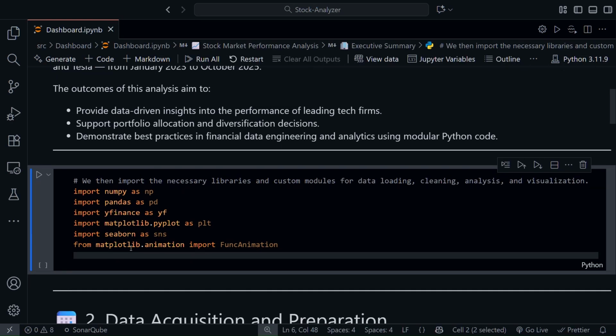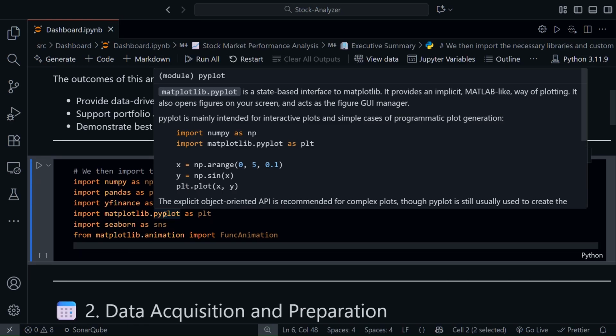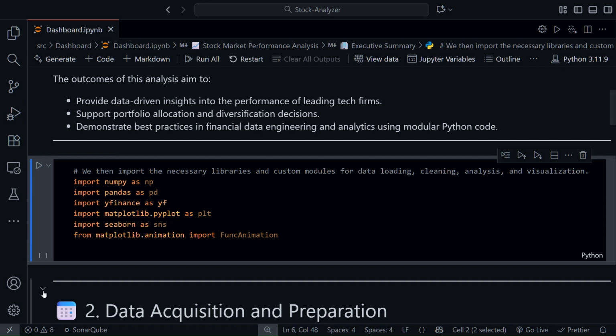The very first step, as always, is importing the libraries we need. Here we use Pandas and NumPy for data handling, Matplotlib and Seaborn for visualization, and yfinance to download real stock market data directly from the internet.